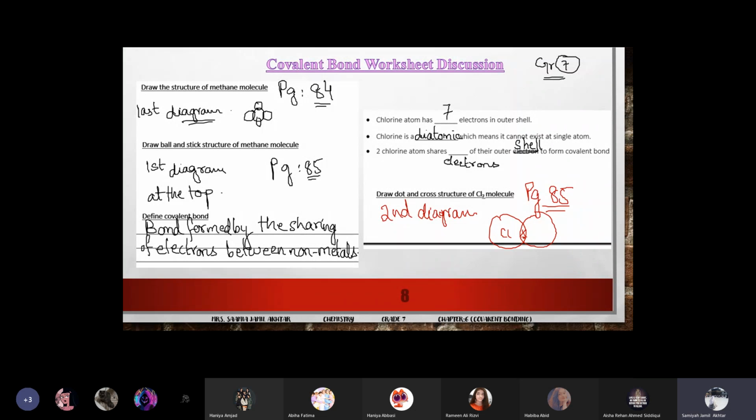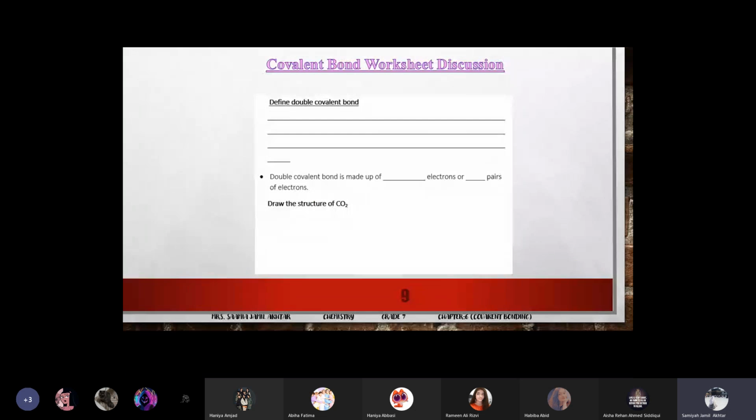In that picture in the book, all of the shells are drawn. So it's your choice. You can draw all of the shells or you can draw only the outermost shell. The outermost shell is important. Okay, define double covalent bond. How do we define double covalent bond?